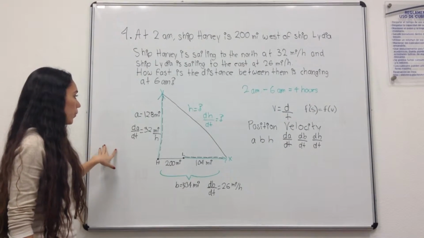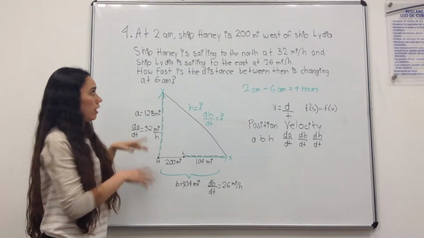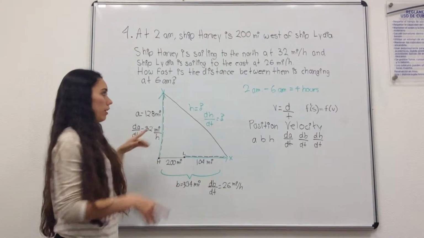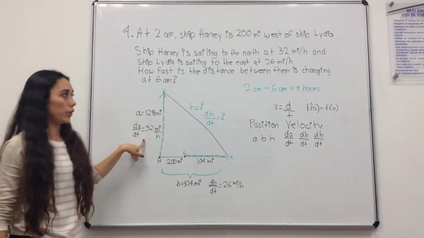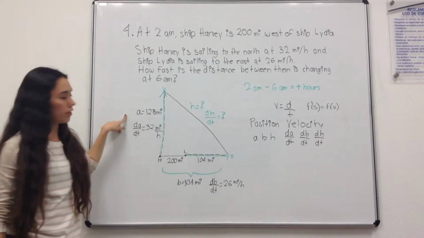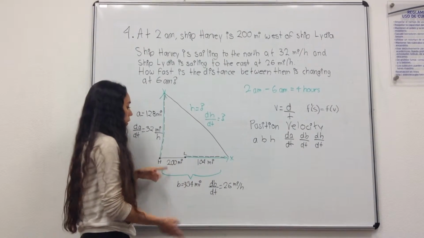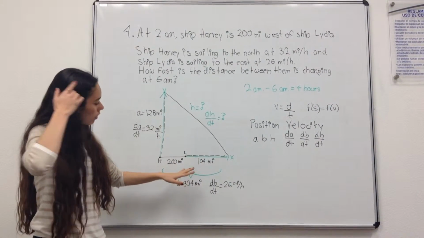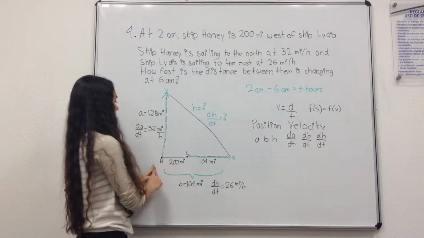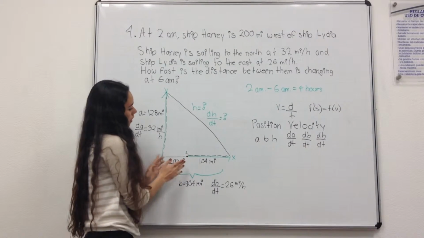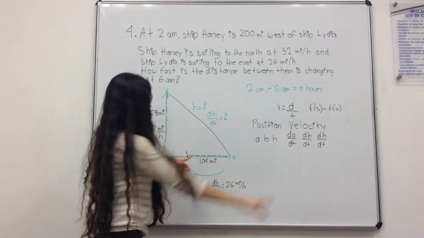And to get the distance, we have that the ships start sailing at 2 a.m. and they stop sailing at 6 a.m. So it's 4 hours of difference. And we just multiply the 32 by 4 and we get the distance, and we did the same thing with the B. But here we did 104 plus 200, so we get 304 miles, because it's the difference between the ships, and then the distance that Ship Lydia does to the east.